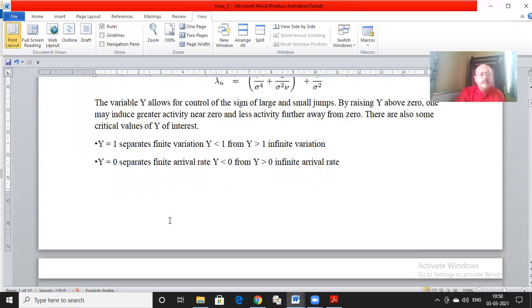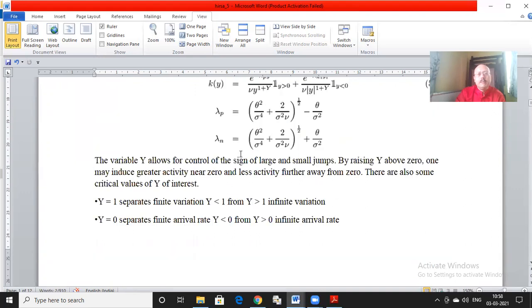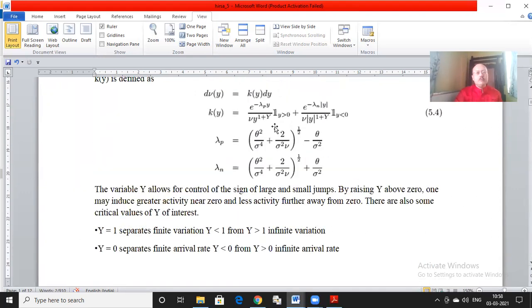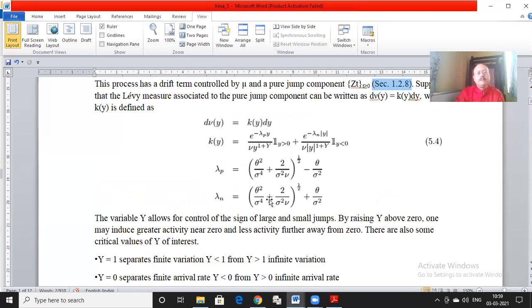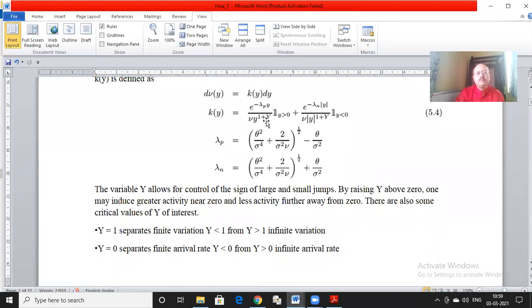In particular, these are some critical values of interest for this capital Y parameter. If capital Y is equal to 1, which means the power of y is square, this is y square on both sides. Capital Y equal to 1 separates the finite variation cases, where Y is less than 1, from infinite variation cases. So y square, whether the power is less than 2 or more than 2, will separate the finite variation and infinite variation cases. Y equal to 0 separates the finite arrival cases, where Y is negative, and infinite arrival cases, where Y is positive. And finally, Y equal to -1 is another critical value, because if Y is -1, then this denominator becomes independent of y.